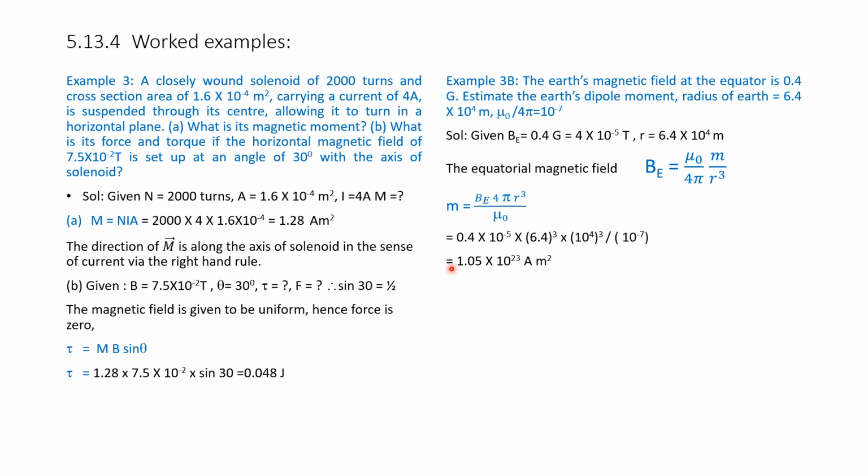We are calculating the value, and we have calculated the value of m, that is Earth's magnetic dipole moment, as 1.05 × 10^23 ampere meter square.